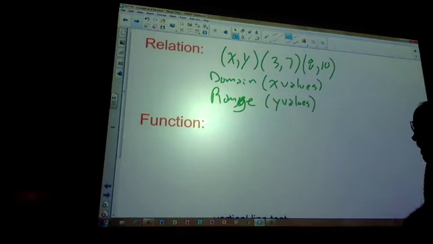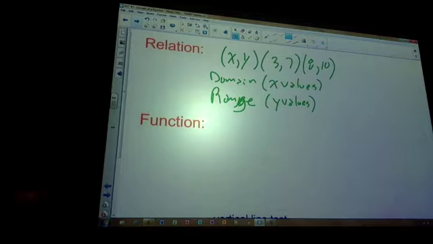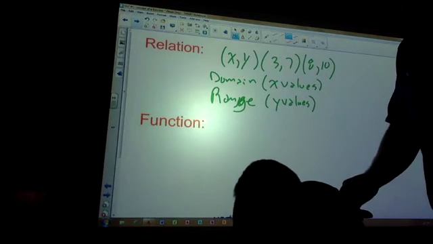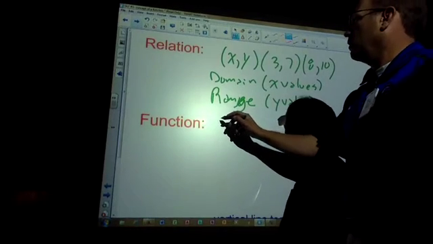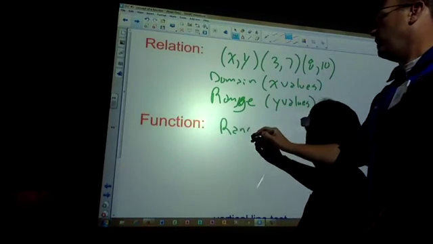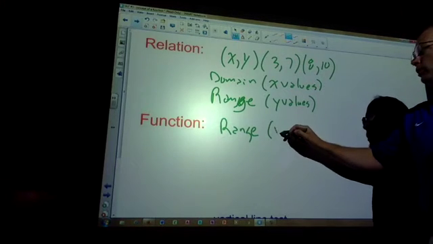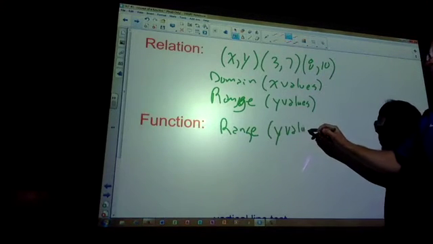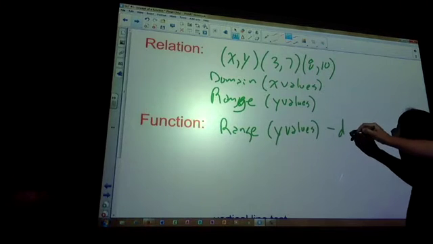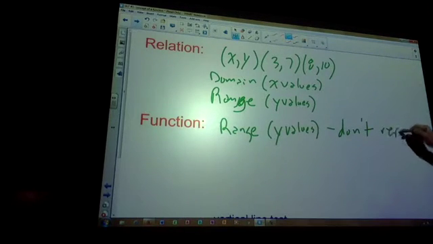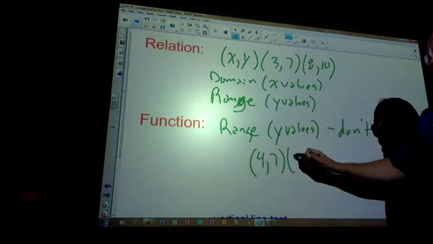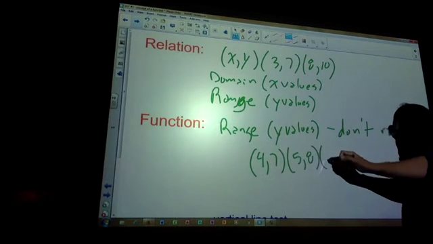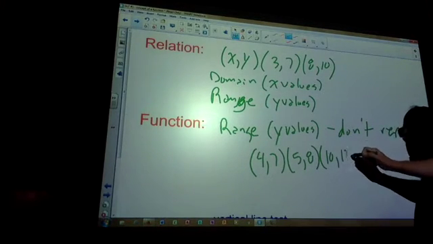Okay, and in order for your relation to be a function, the range, which is what value? The y values don't repeat. Okay? So, if I had, let's say this, 4 comma 7, 5 comma 8, 10 comma 12.